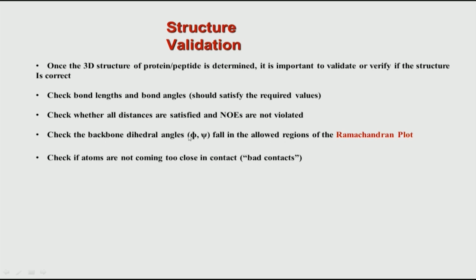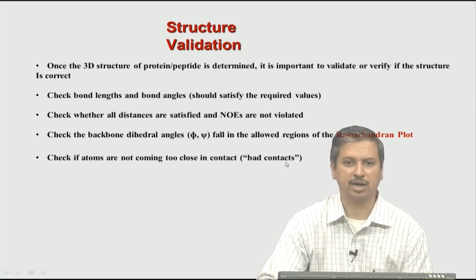It is because there is something wrong with the structure, and therefore it is adopting a wrong conformation. That is not possible if the conformation was right, and therefore that region is known as the disallowed region. That also has to be checked: the majority of the amino acid residues in your peptide should fall in the allowed region. And then we also look at what are called bad contacts.